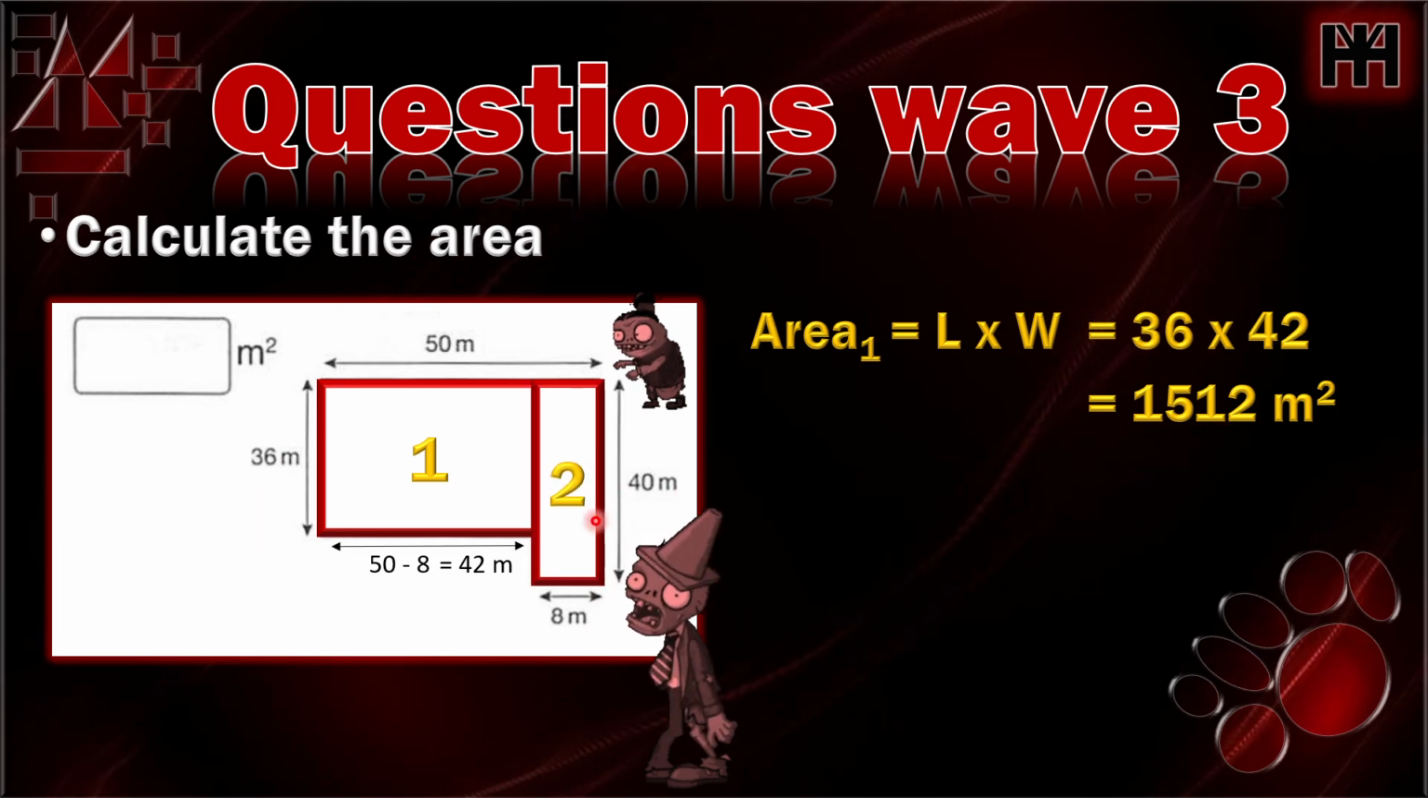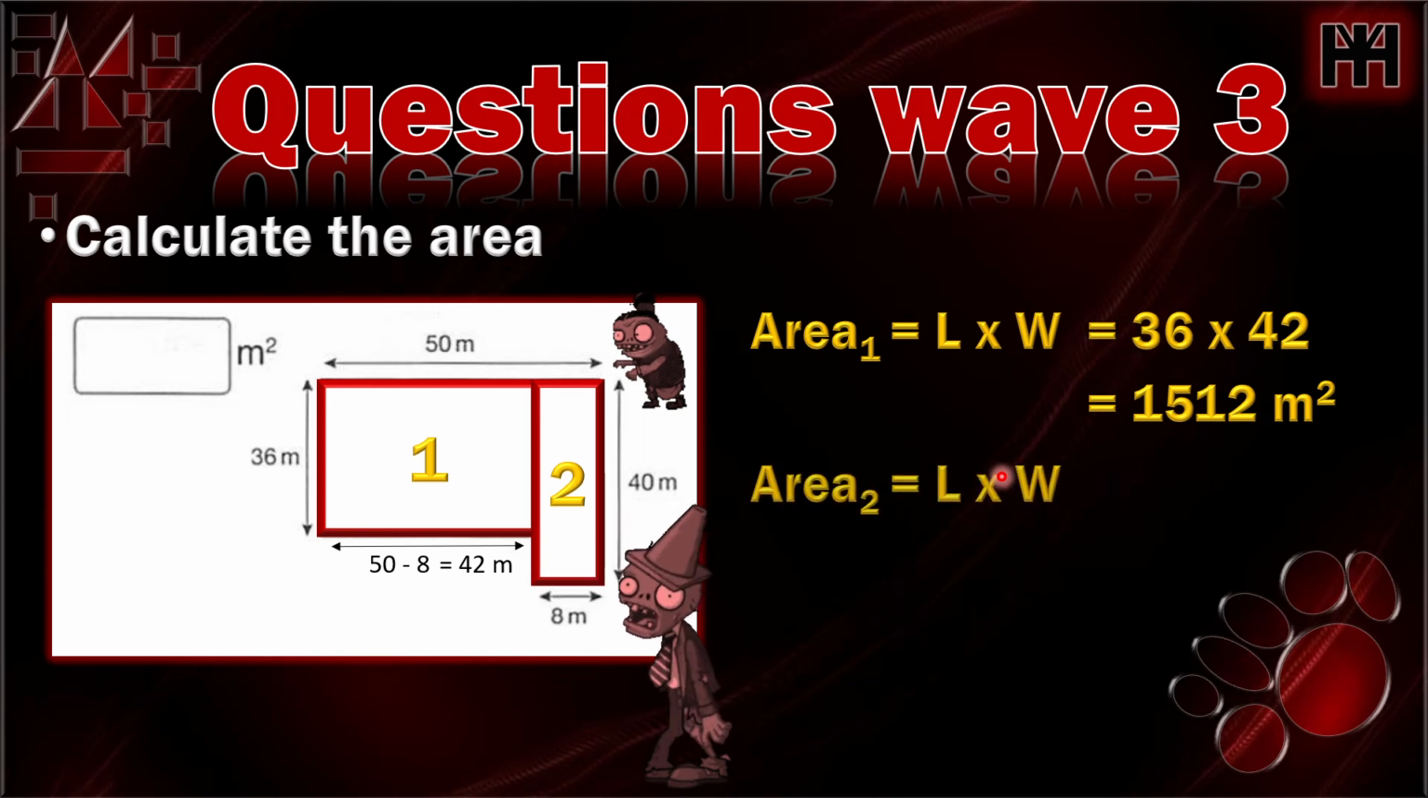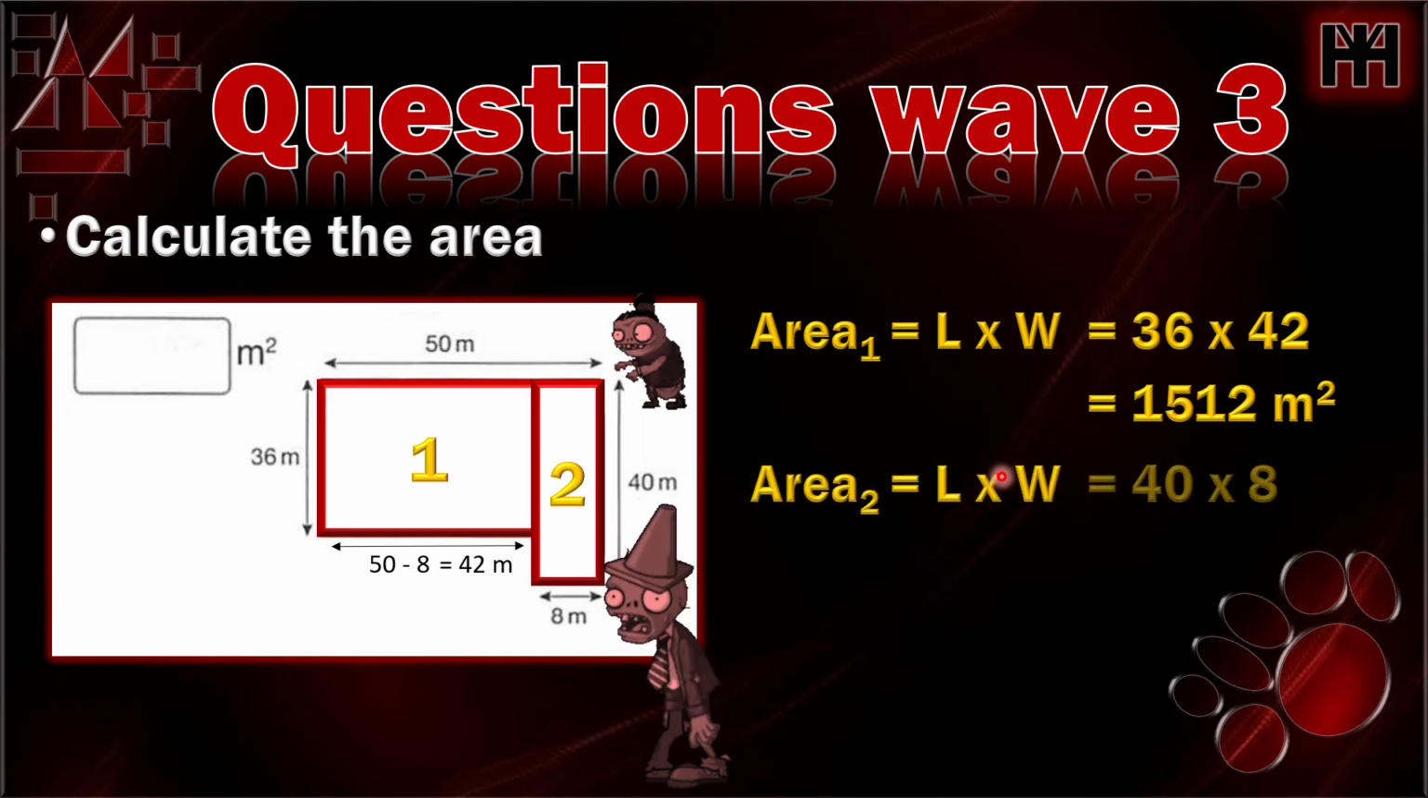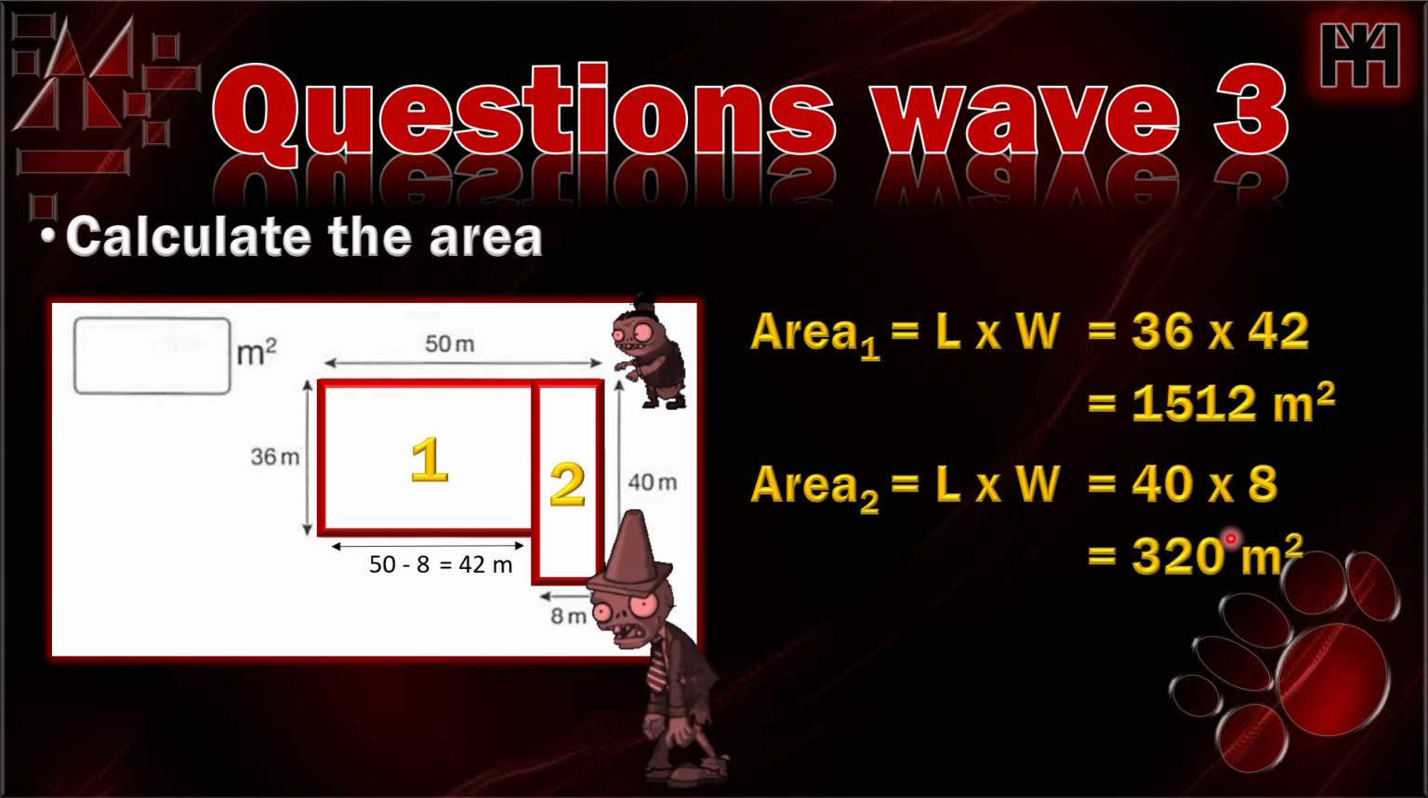For area 2, we have 8 and 40. So for area 2, we multiply the lengths and widths. We have 40 times 8. So the result will be 320 meters square. Here you go.